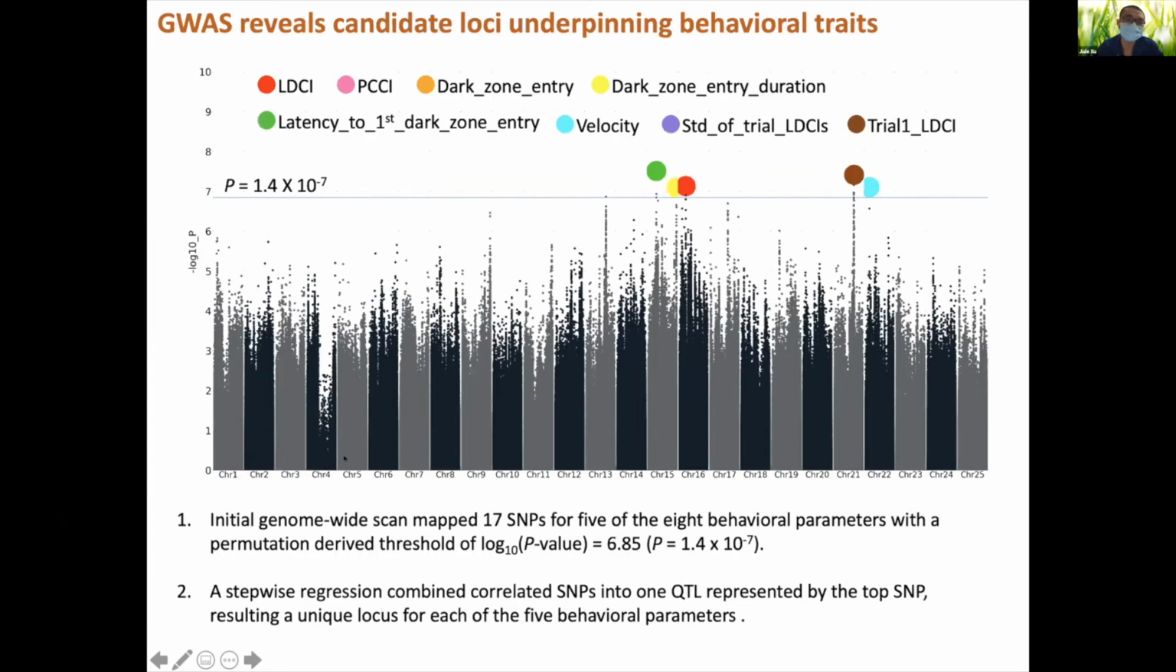So with available phenotype and genotype data, we performed our GWAS, and our initial scan mapped about 17 SNPs for 5 of these 8 behavioral parameters. And then we performed a stepwise regression to combine those correlated SNPs into one independent QTL that is represented by a top SNP. As a result, we were able to find one unique locus for each of those 5 parameters.